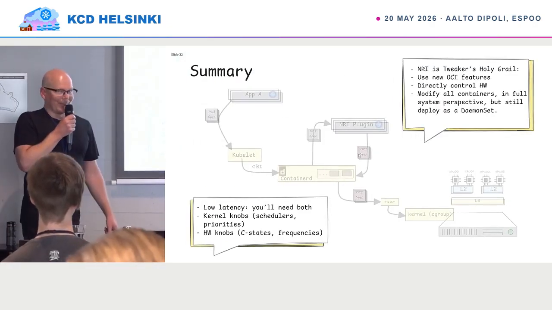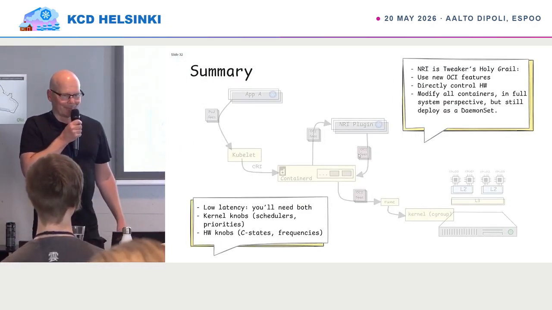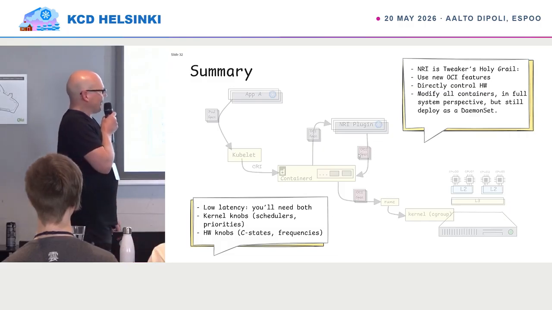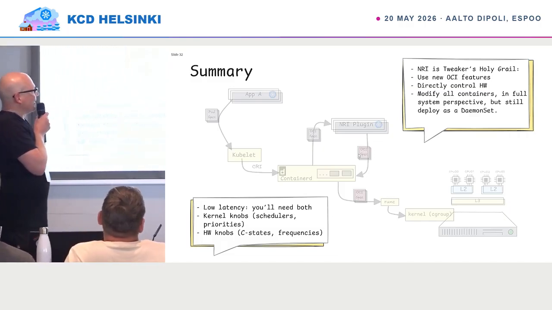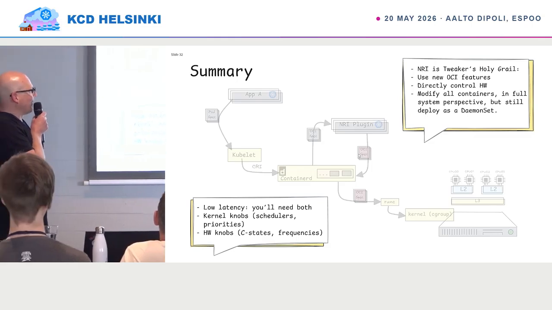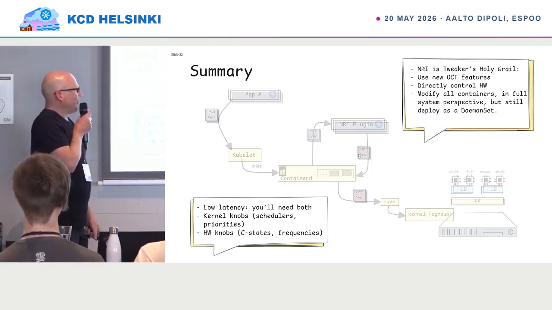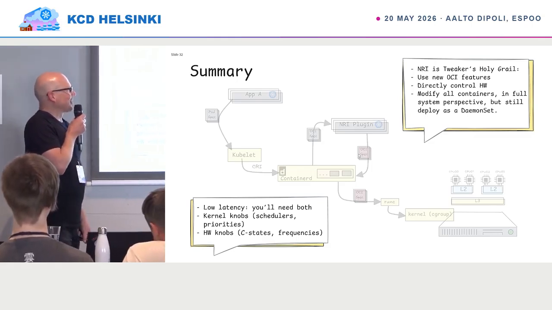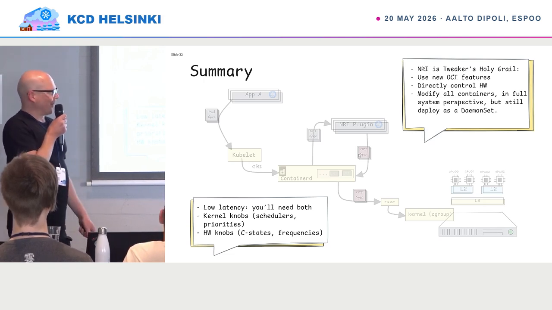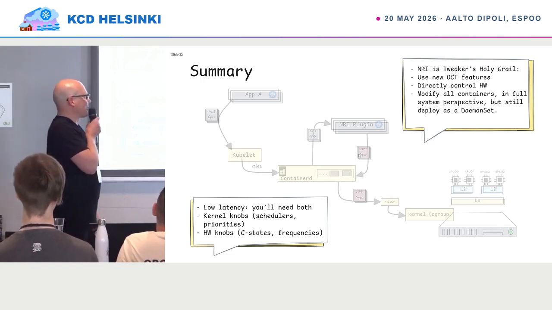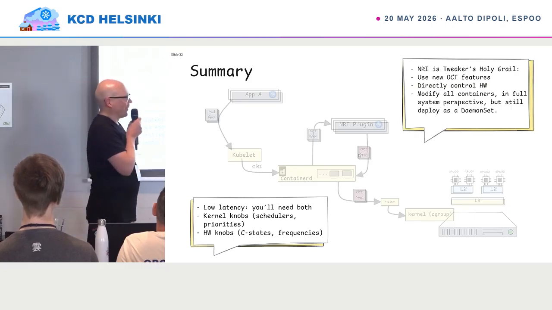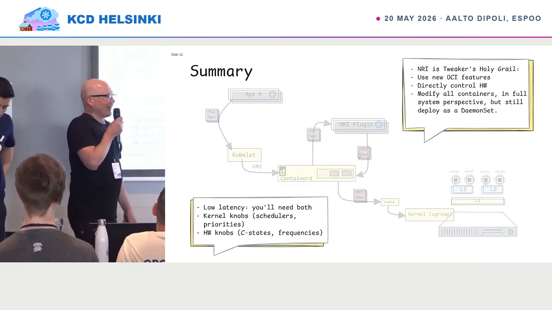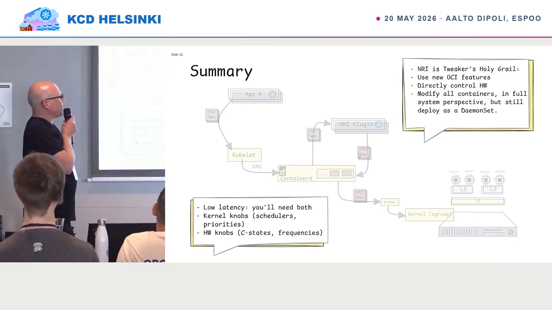Okay, so the summary of the whole presentation is maybe twofold. First, this NRI is really like a tweaker's holy grail. If there are new OCI features, you can use them there, even though there wouldn't be such support for such things in Kubernetes. On the other hand, you can also directly control hardware knobs and whatever the kernel is offering you.